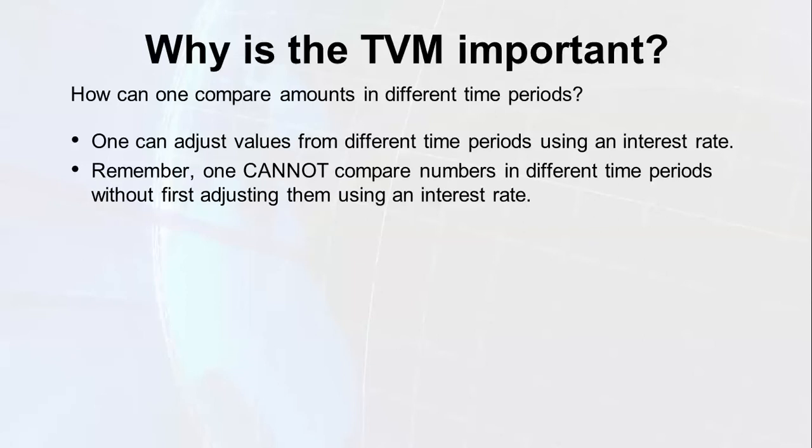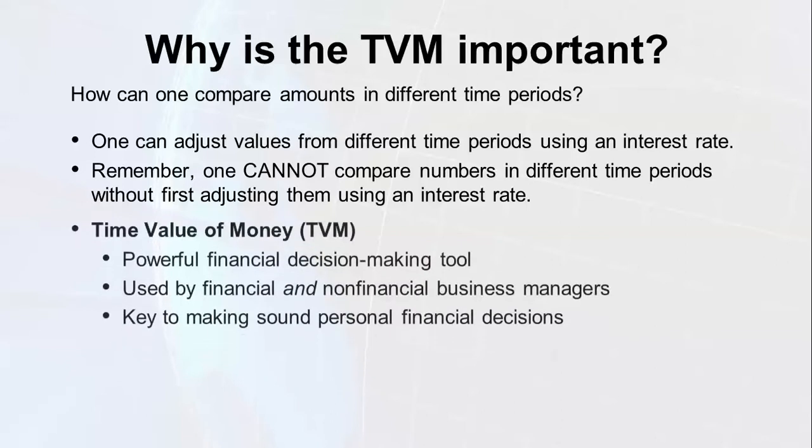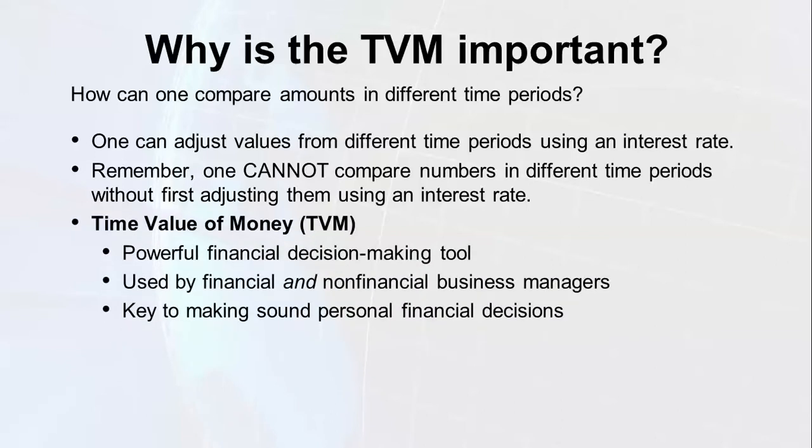Our dollar today is different from our dollar tomorrow, because a dollar today is worth more than a dollar tomorrow, because it can earn interest. So when you compare a dollar today and a dollar tomorrow, you have to make them comparable. You have to adjust for the effect of interest to make them comparable. The time value of money helps us to make this type of decision. So it's a comparison tool.